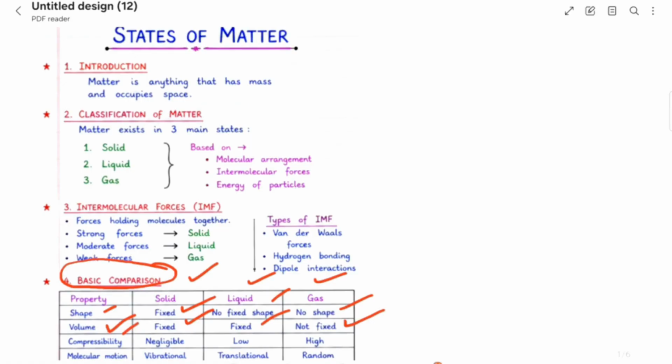Compressibility: in a solid it is very negligible, in a liquid it is present but low, and in a gas the compressibility is high. Then molecular motion: in a solid it is vibrational motion, in a liquid the motion is translational, and in a gas there is random motion.